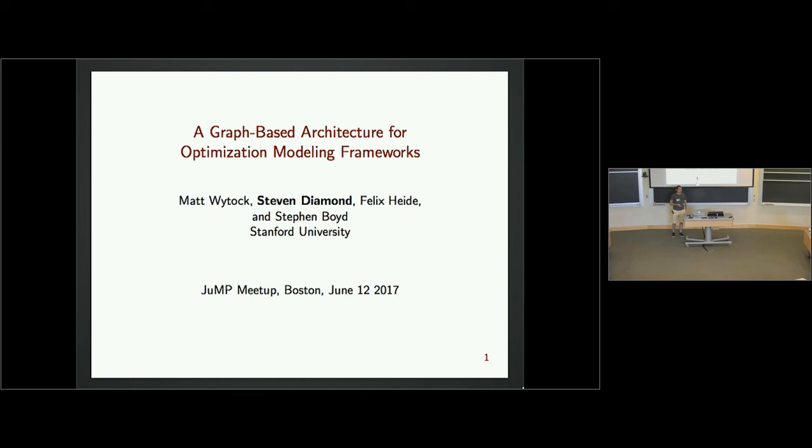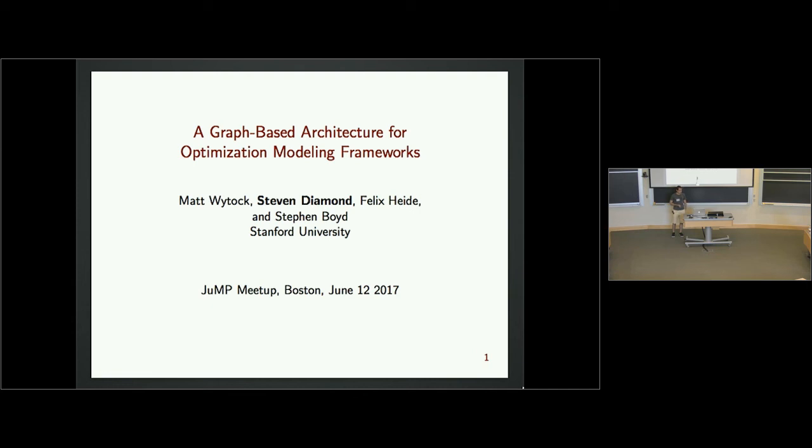But the main subject of this talk is a new approach to designing this whole end-to-end system of modeling language, rewritings, putting into standard form, and then calling the solver. Moving away from an approach that's centered on a sparse matrix representation and moving towards an approach that's based on a graph representation.